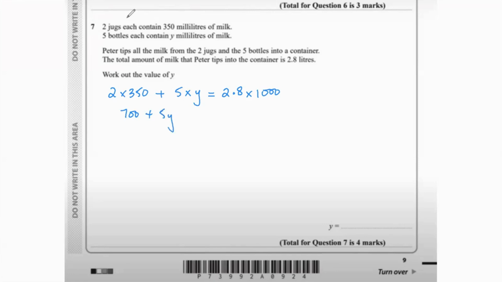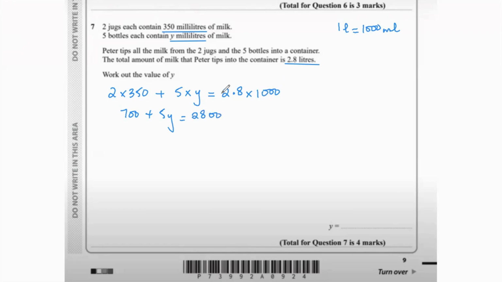Now when Peter tips all of the milk from the 2 jugs and 5 bottles into a container, the total milk is coming out as 2.8 liters. If you notice, these are given in milliliters. So to convert the liters into milliliters, we multiply 2.8 by 1000 because 1 liter equals 1000 milliliters. So 2.8 times 1000 is going to be 2800.